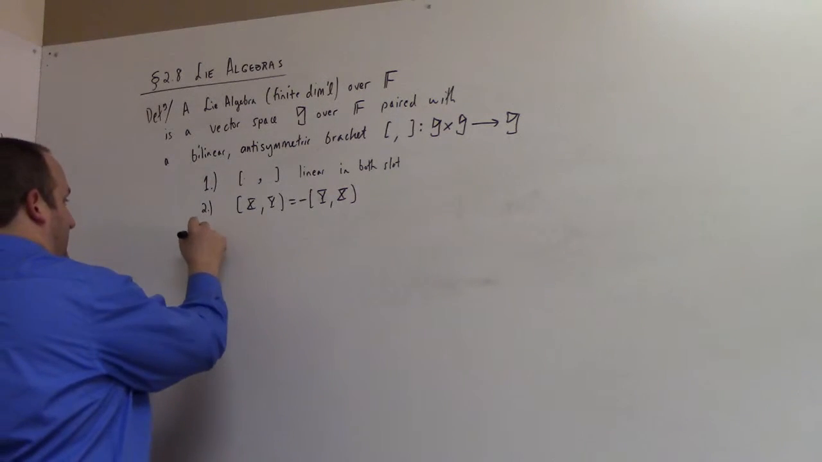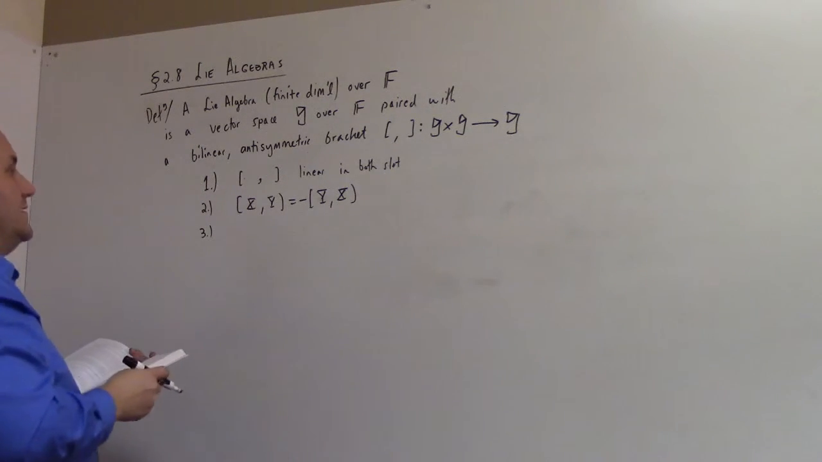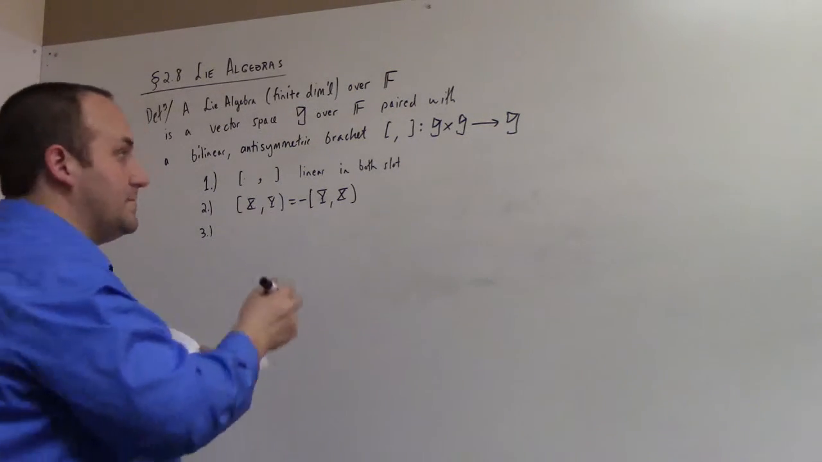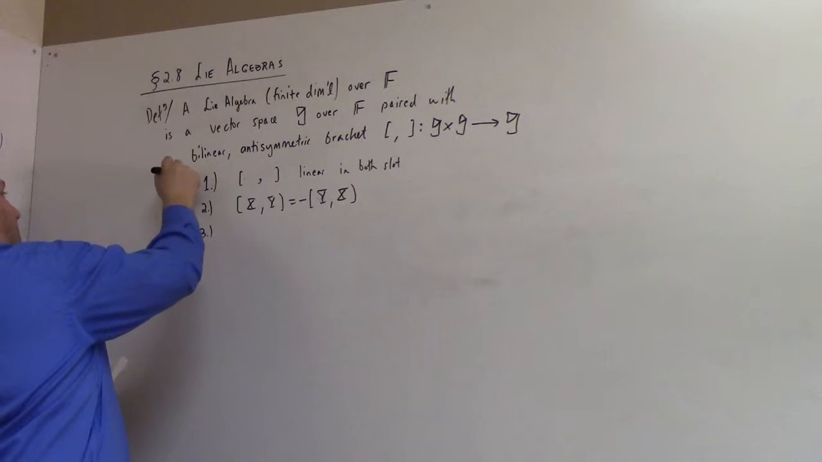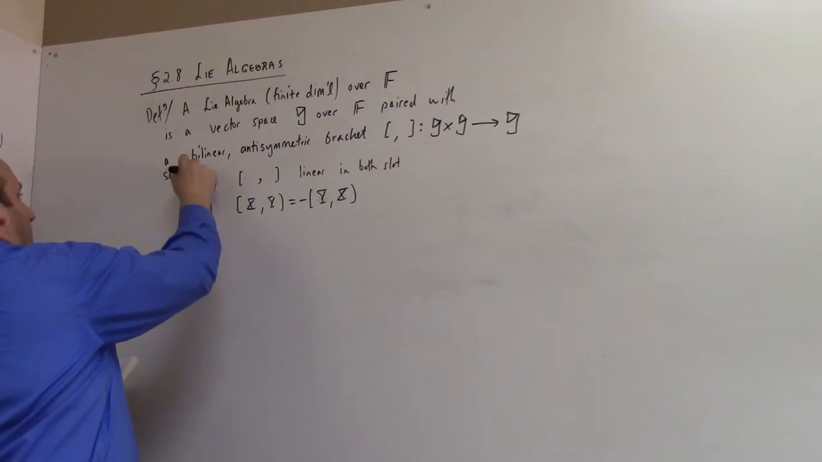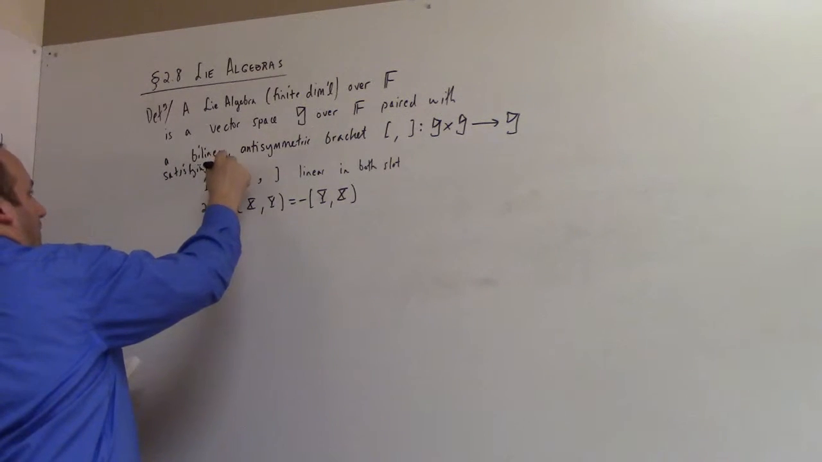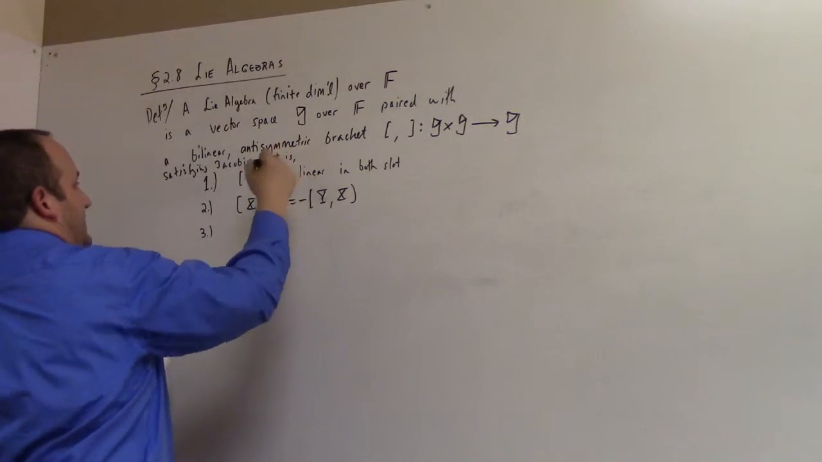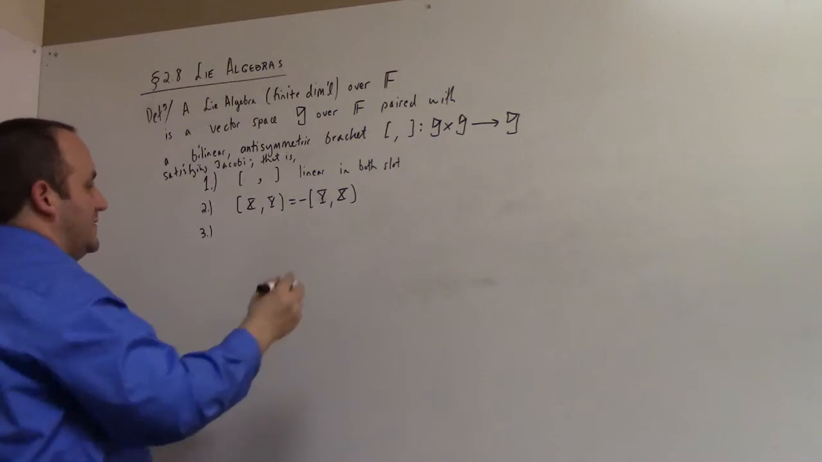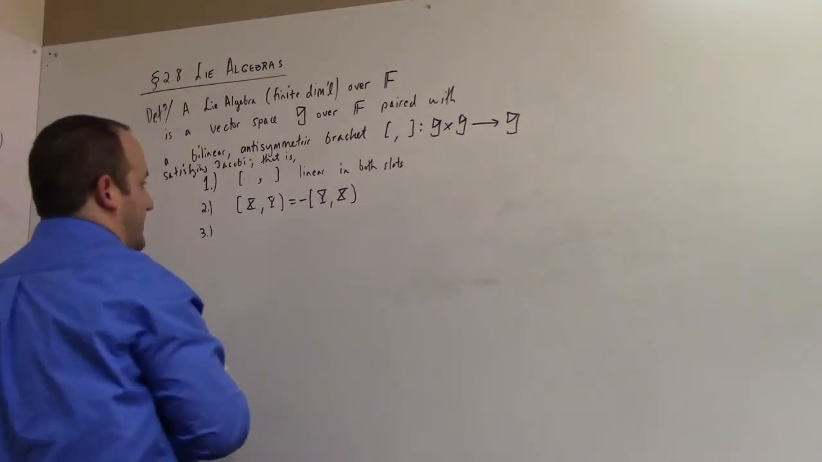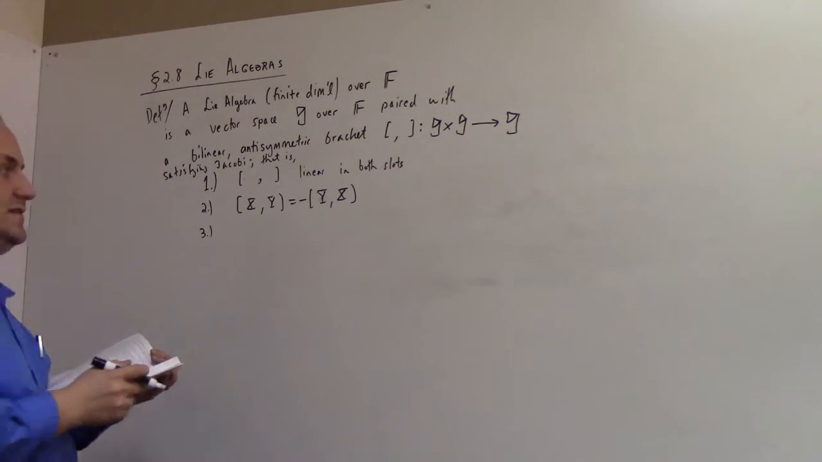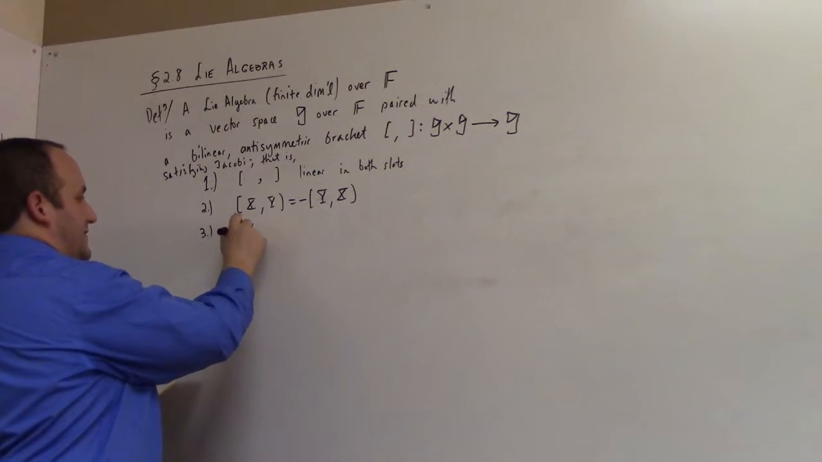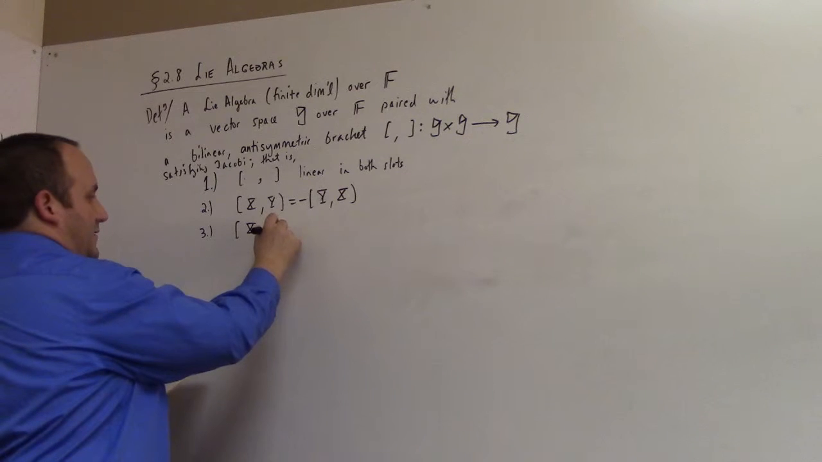And then 3, and this is the thing I haven't said in words yet. It's a bilinear antisymmetric bracket satisfying the Jacobi identity. That is linear in both slots. Bracket of xy is minus bracket of yx. And so the way I remember this, guys, is just I go in cyclic order with x, y, z.